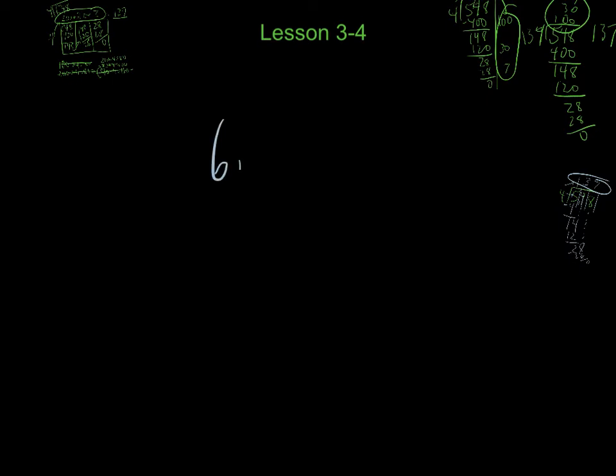Let's do 6,743 divided by 5. I'm making this a big one, because when you go digit by digit, it's easy, I think. It makes everything seem smaller.